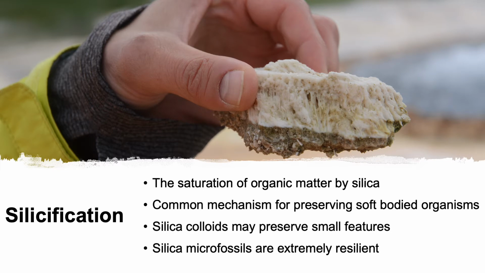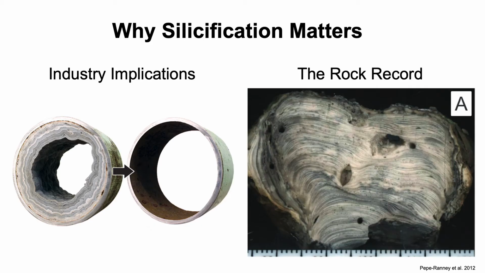To begin, silicification is the saturation of organic matter by silica that may result in the formation of resilient microfossils. Also, silica colloids are very small and are fantastic at preserving minute features of microorganisms. This is important for two main reasons. In industry, silica scaling is a major issue in geothermal power plants, and microbes have been implicated in this process.